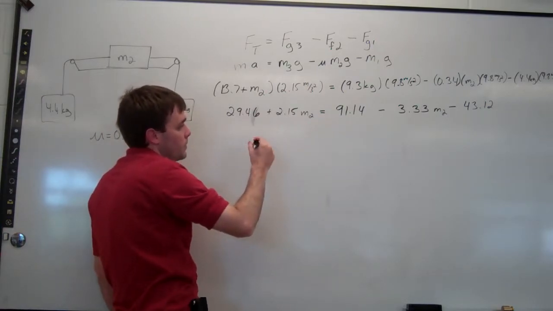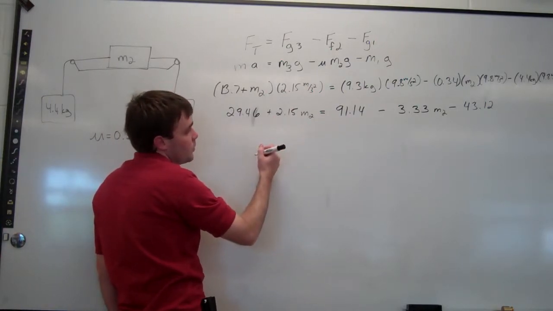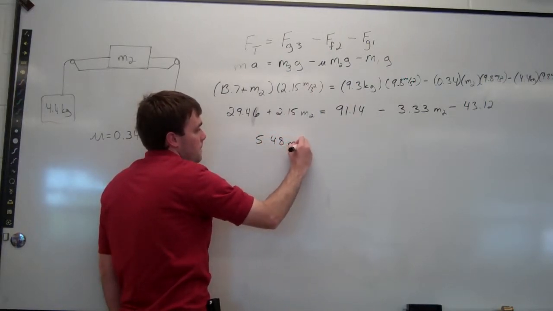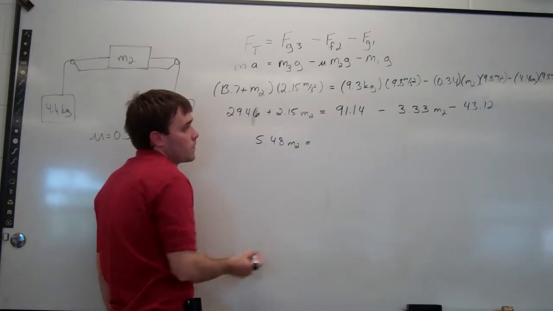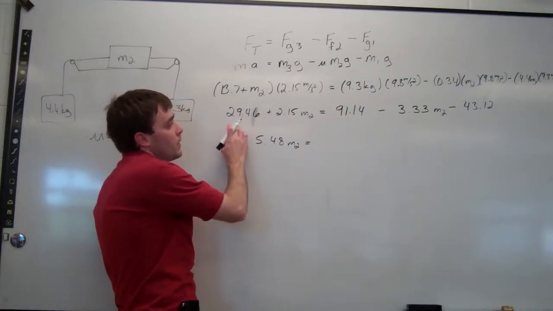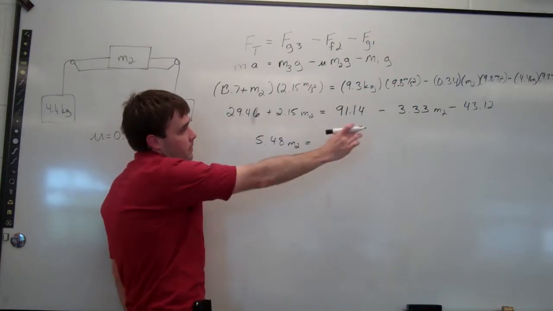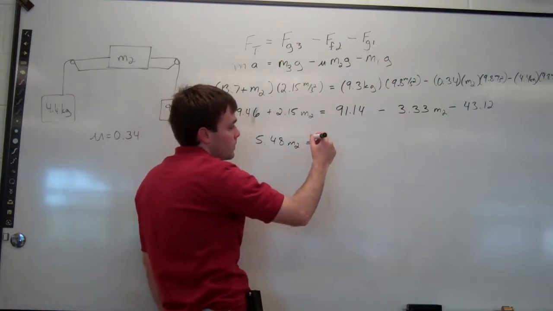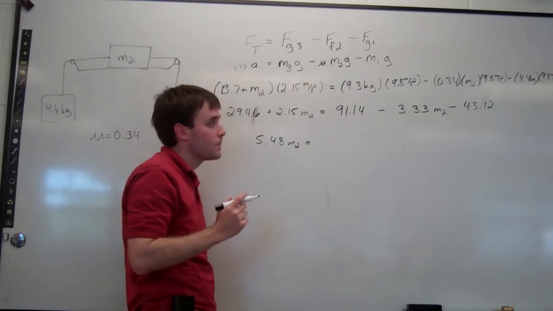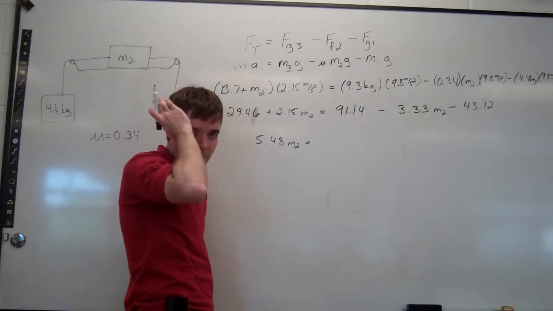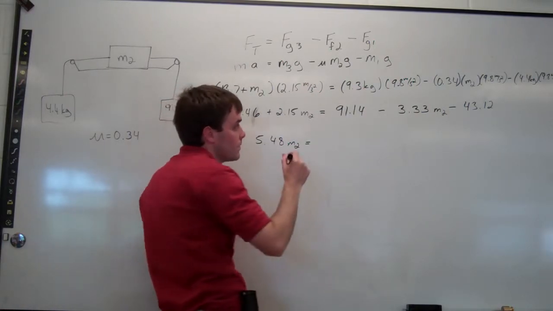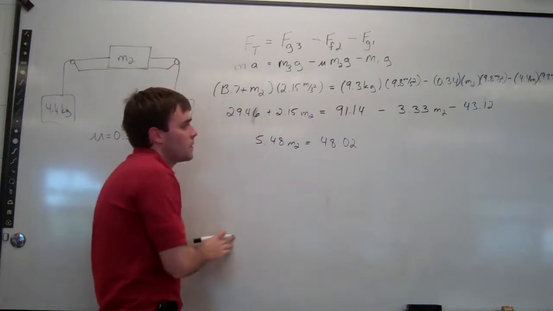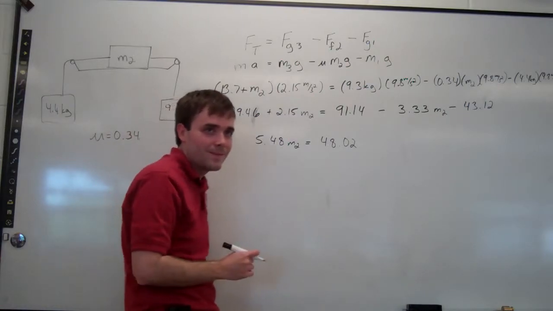Okay, so we're going to bring this over to this side. So add 3.3 m2 to each side. It was 3.3 plus 2.15, 5.48. Now we subtract 29.46 and 43.12 from 91.14. And what does that equal? 18.56? 48.02? That's not possible. Minus 29 something.